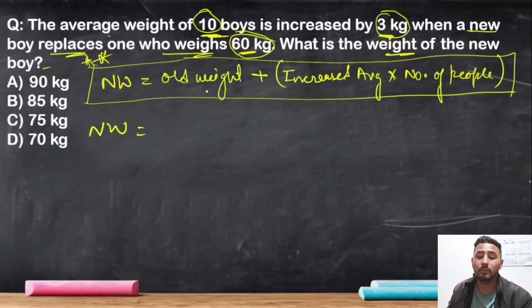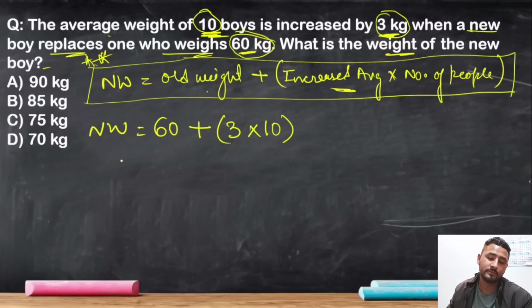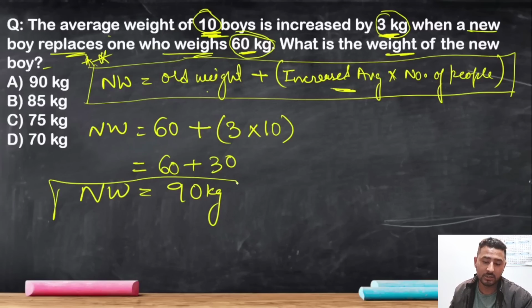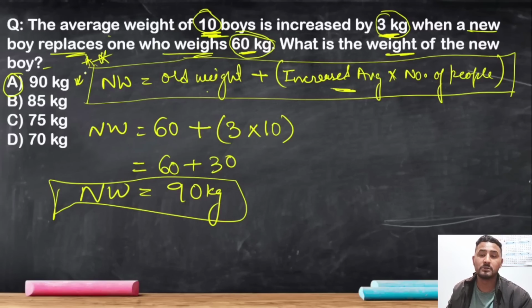So our new weight will be how much? The new weight of the boy. The old weight is 60 for all of them. So it will be 60 plus the increased average. It increased by 3 kg, 3 for all of them, into the number of people. The total number of boys is 10. So it will be 60 plus 3 into 10, which is 30. You get 60 plus 30 is 90 kg. So the new weight of the boy will be 90 kg. Clear? You should do it like this. The answer will be option A. Use this formula.